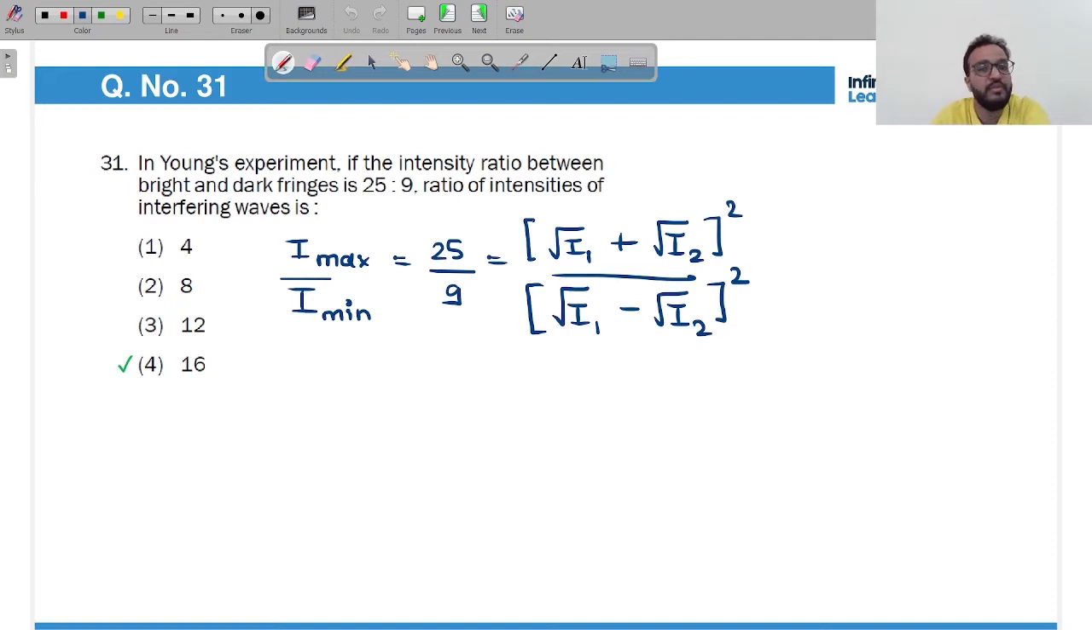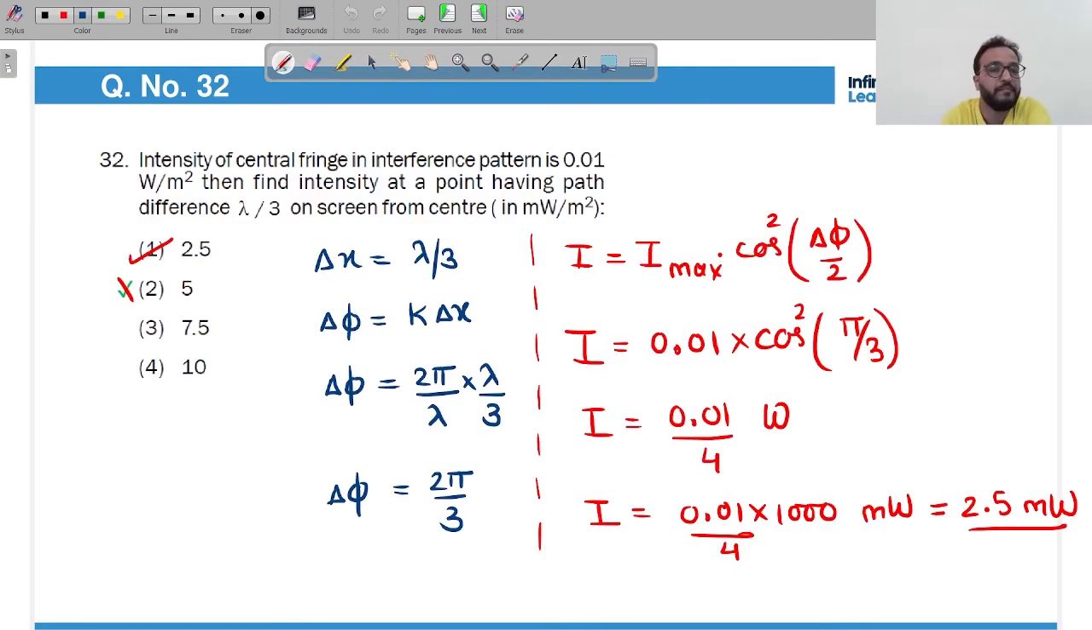Same again, use the formula. They have given you the ratio of I max to I min, and they have asked you the ratio of, they are asking you what is I1 by I2. I hope we can do this. Give under root on the left hand side and solve it.